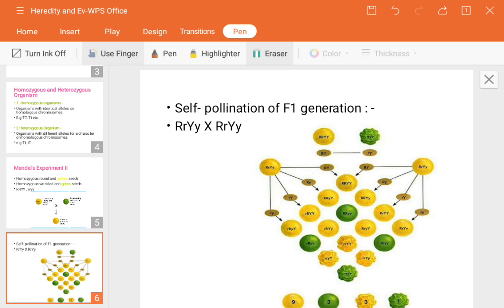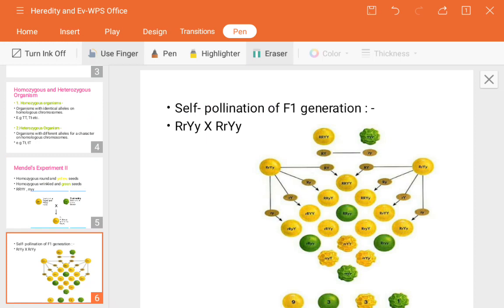Now he asked why the wrinkled seeds did not occur and why the green seeds did not occur. So he self-pollinated, or self-crossed, them. At that time he took capital R small r, capital Y small y, capital R small r, capital Y small y. What is this? This is the first filial generation result. So he crossed them among themselves only.